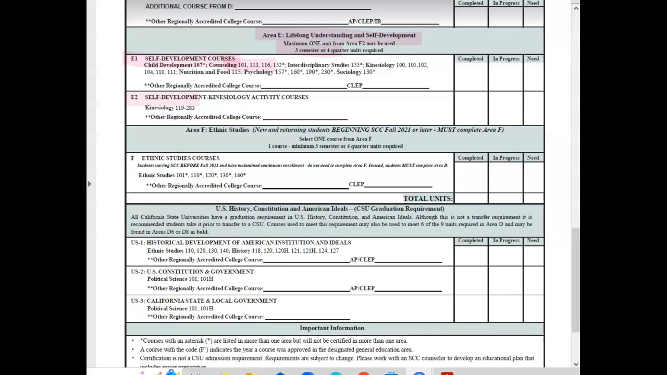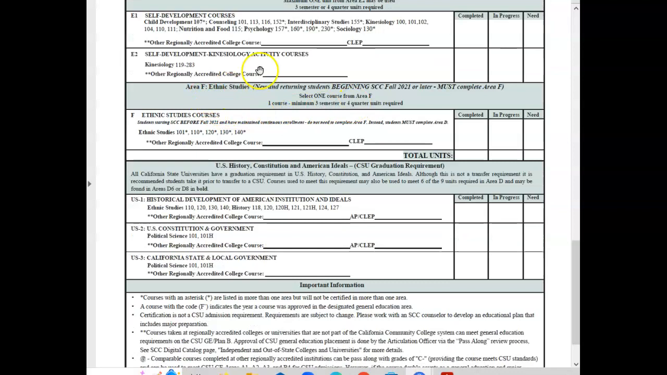And this is Area E2, self-development, which is kinesiology activity courses. So you don't have to take E2, but definitely I recommend it just because exercise is always great. And there's plenty of studies out there that says exercise is great for your brain activity, helps you stay more alert and focus. So if you happen to have some free time, take our yoga class, take our exercise science classes. We have kickboxing, swimming, and so on, weight training. And I think that's a great way to release stress too, if you're interested in doing that.